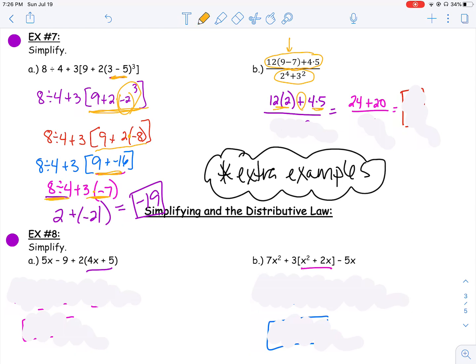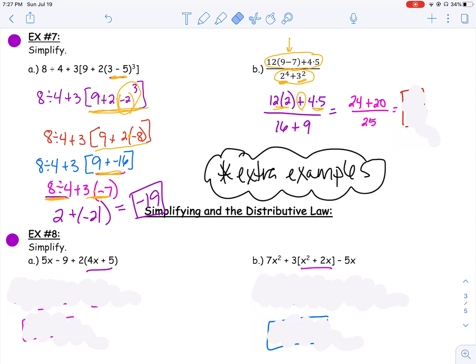Now on the denominator, I don't see any parentheses, but I do see exponents. I see 2 to the 4th power and 3 to the 2nd power. They're separated by a plus sign, so I should be able to do those separately and not affect the problem. 2 to the 4th power means 2 times 2 times 2 times 2, and 3 to the 2nd power means 3 times 3. You should end up with 16 plus 9. Well, 16 plus 9 is 25.